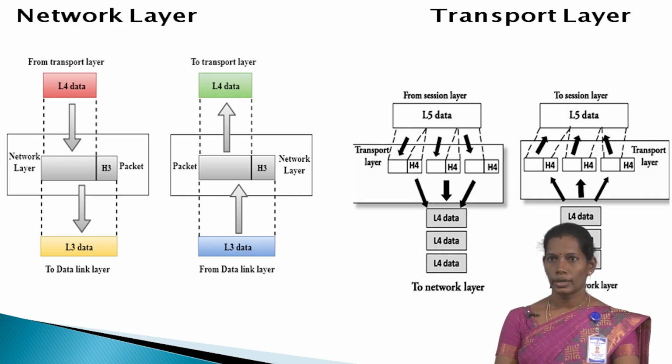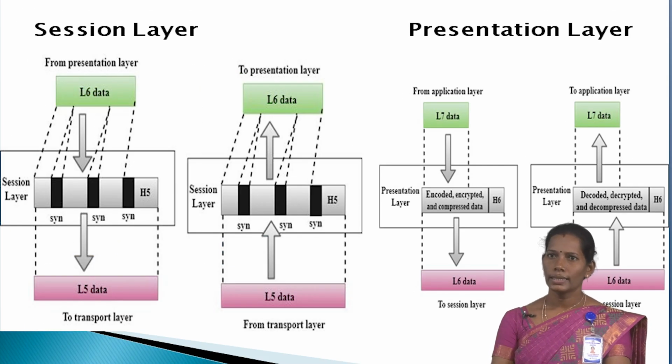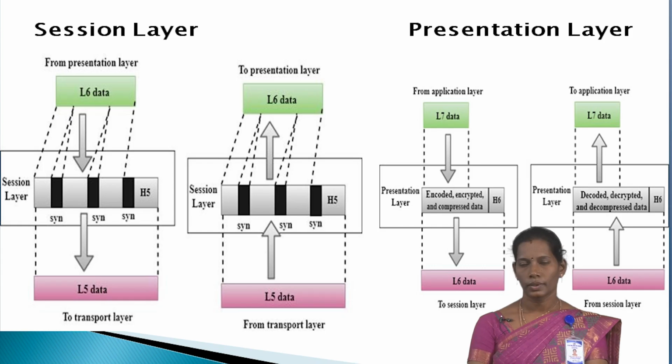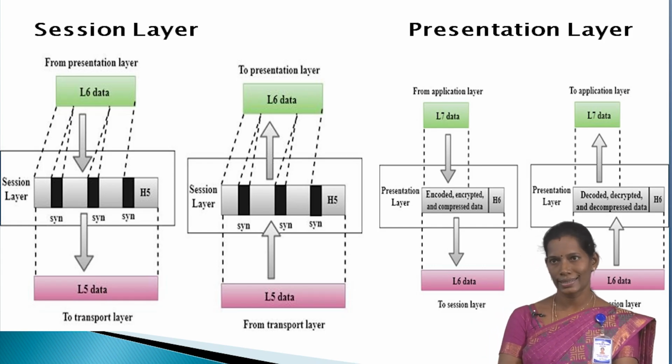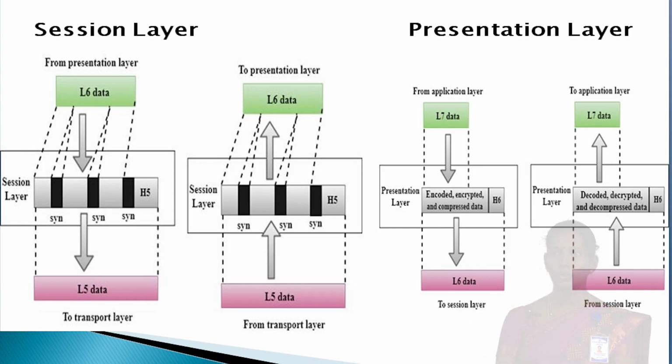Next one, session layer. It is layer 5 in the OSI model. The session layer is used to establish, maintain and synchronize the interaction between communicating devices. Functions of session layer. Dialogue control. The session layer acts as a dialogue controller that creates a dialogue between two processes, or we can say that it allows the communication between two processes, which can be either half duplex or full duplex.